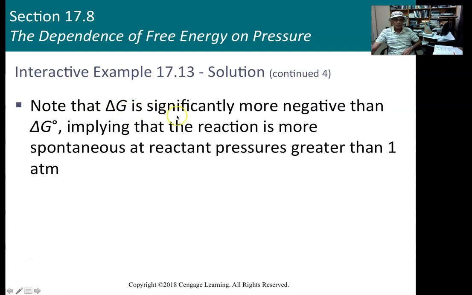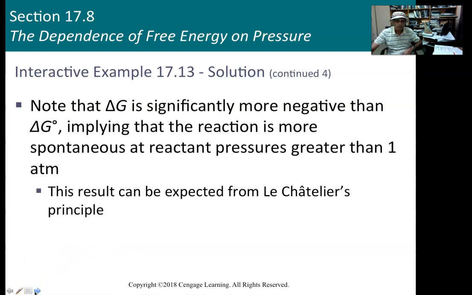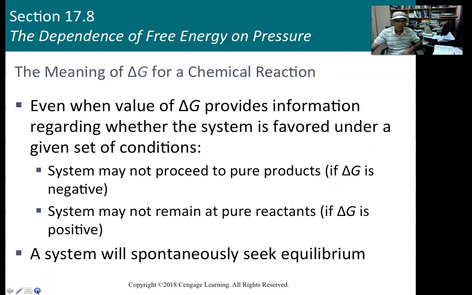So now, delta G is significantly more negative than delta G naught, implying the reaction is more spontaneous as the reactant pressure is greater than 1 atmosphere. And yes, of course, we can relate that to Le Chatelier's principle.